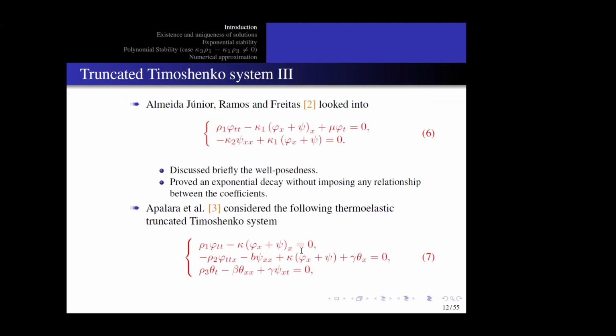So let me first talk about this, which we call the shear model. In the shear model, they just removed the psi tt. In this case, you have only one hyperbolic equation that gives you the finite speed, but the second equation is only an elliptic equation. Okay, so it is elliptic in psi. So they discussed briefly the well-posedness, and they proved an exponential decay without imposing any relation now. And it is clear because we cannot impose any relation, because we don't have any second speed. There is only one speed, and that's it.